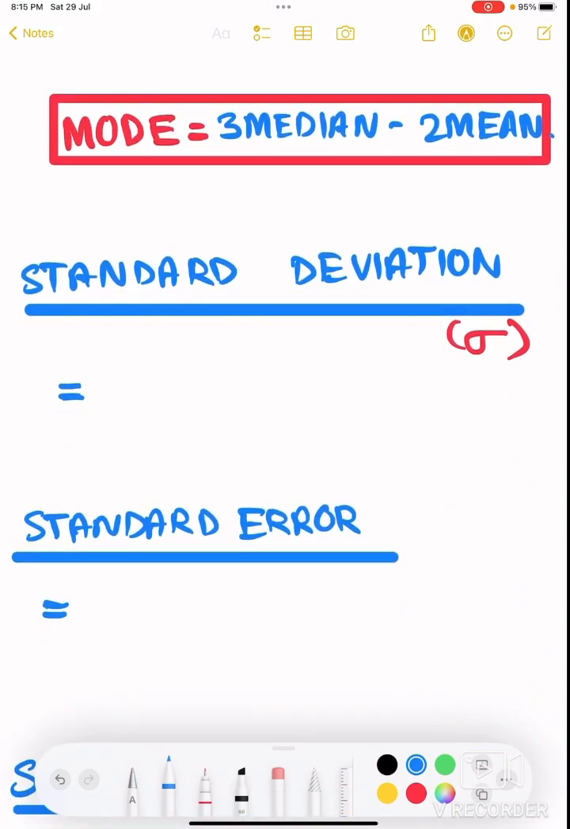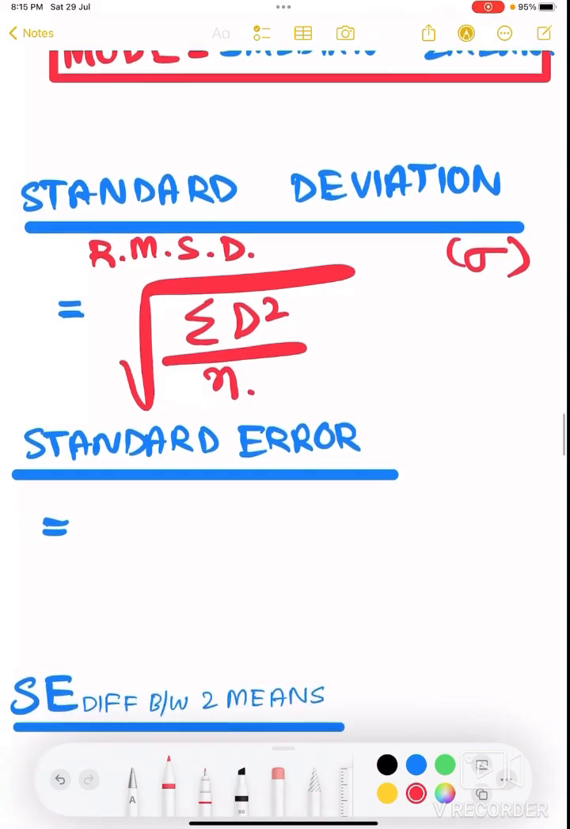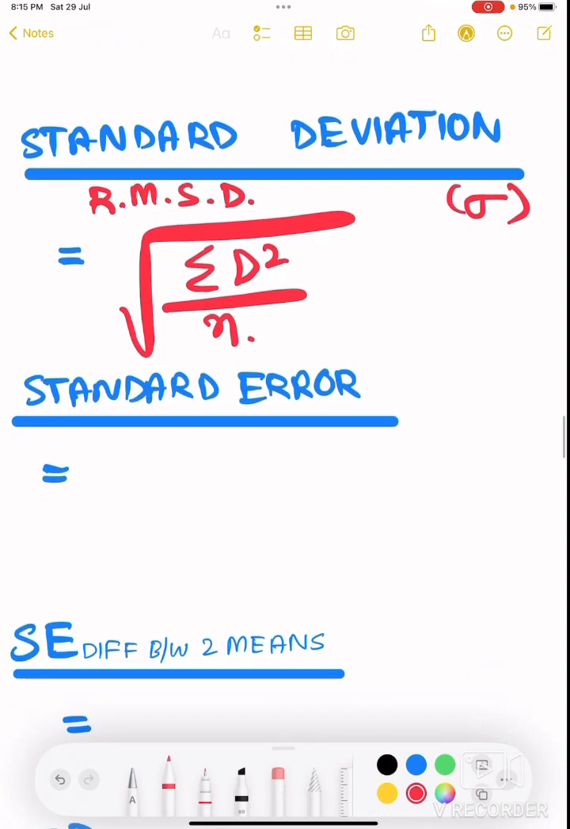Now coming to biostat proper, standard deviation. Another name of standard deviation is RMSD, root mean square deviation. So how is it calculated? It is the whole root of the summation of the square of all deviations divided by the total number of samples. So this is standard deviation, right? Remember. Then we come to standard error.